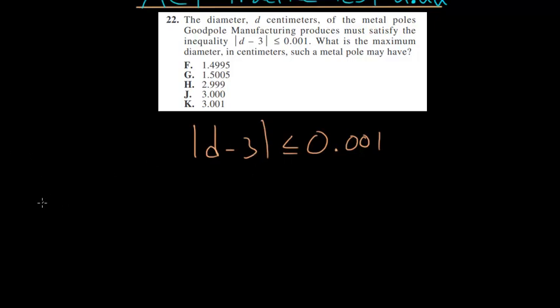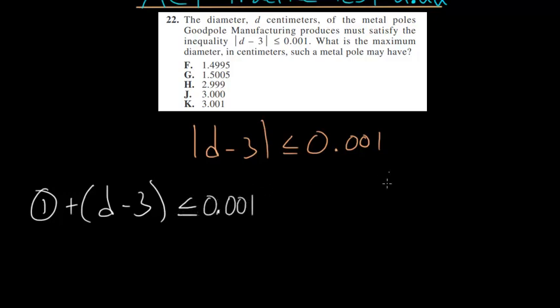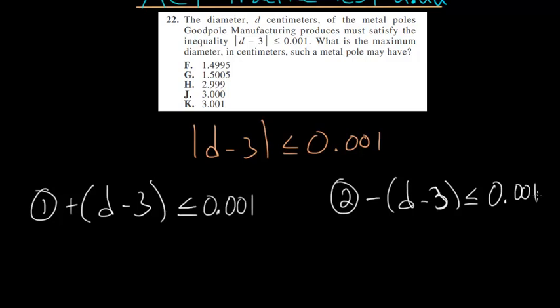So let's write that down. The first scenario is where this d minus 3 is positive, or in other words, for d values bigger than or equal to 3, and we have d minus 3 less than or equal to 0.001. And for our second case, this d minus 3 ends up being a negative value, and the absolute value bars flip it, so the negative of d minus 3 is less than or equal to 0.001.